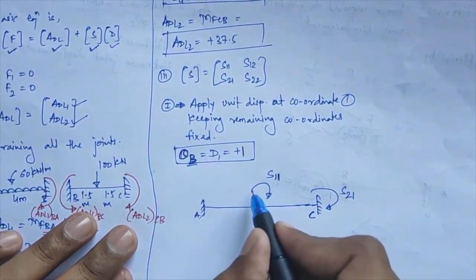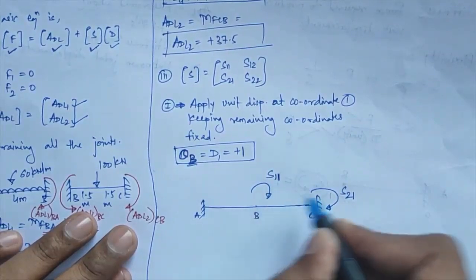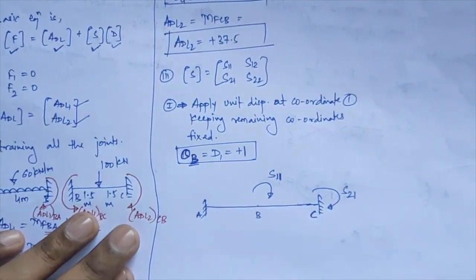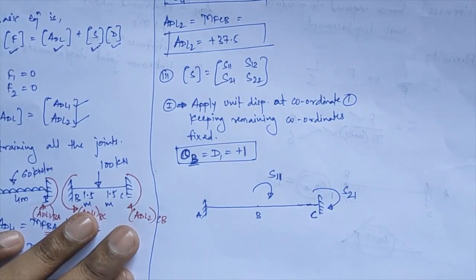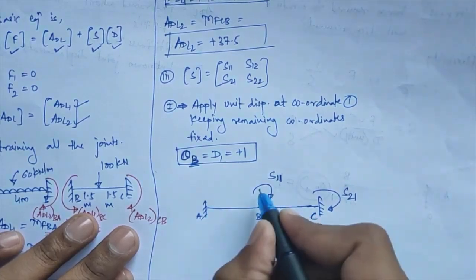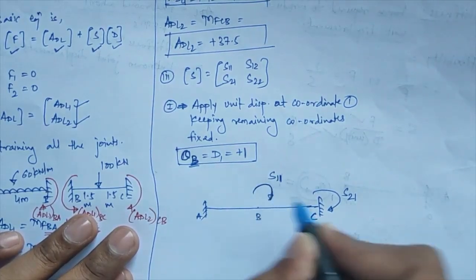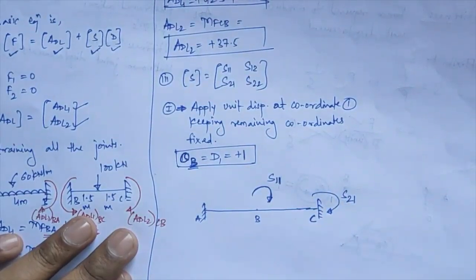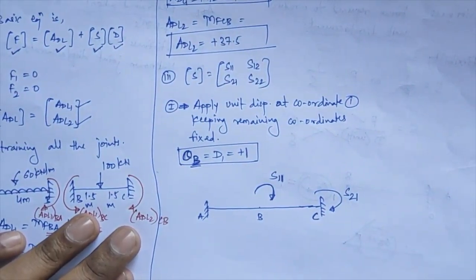Okay. Now initially you have to assume these rotations in clockwise directions always. Okay. By solving you will get their actual nature over there. Right. So initially what I am doing, I am assuming this S11 and S21 as clockwise in nature. Okay.